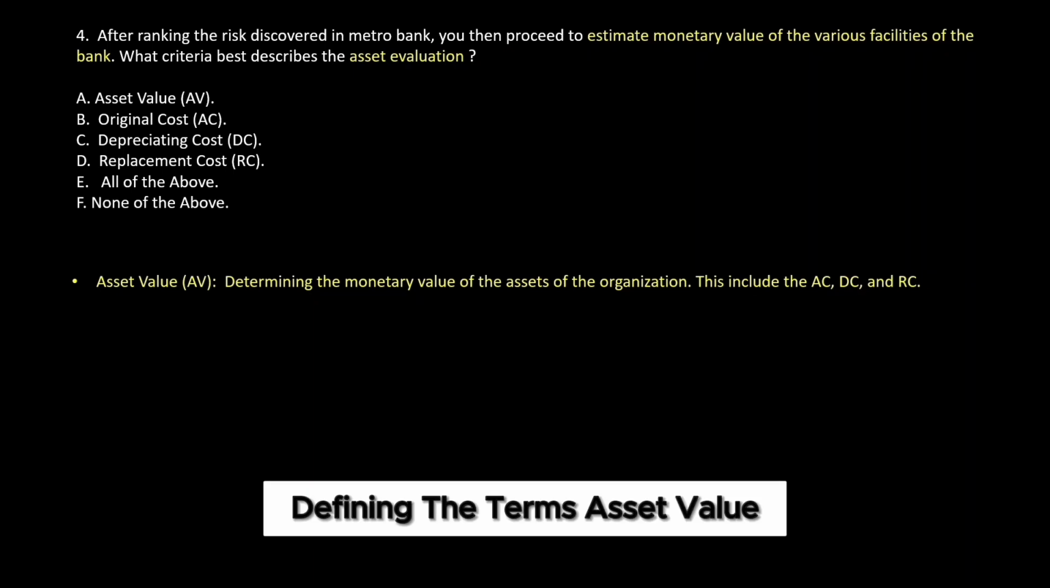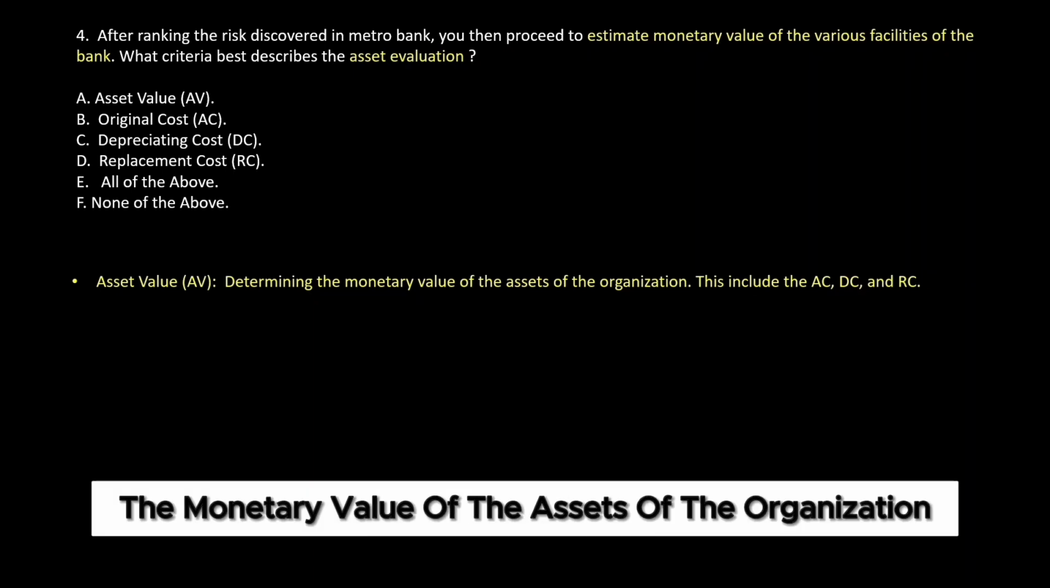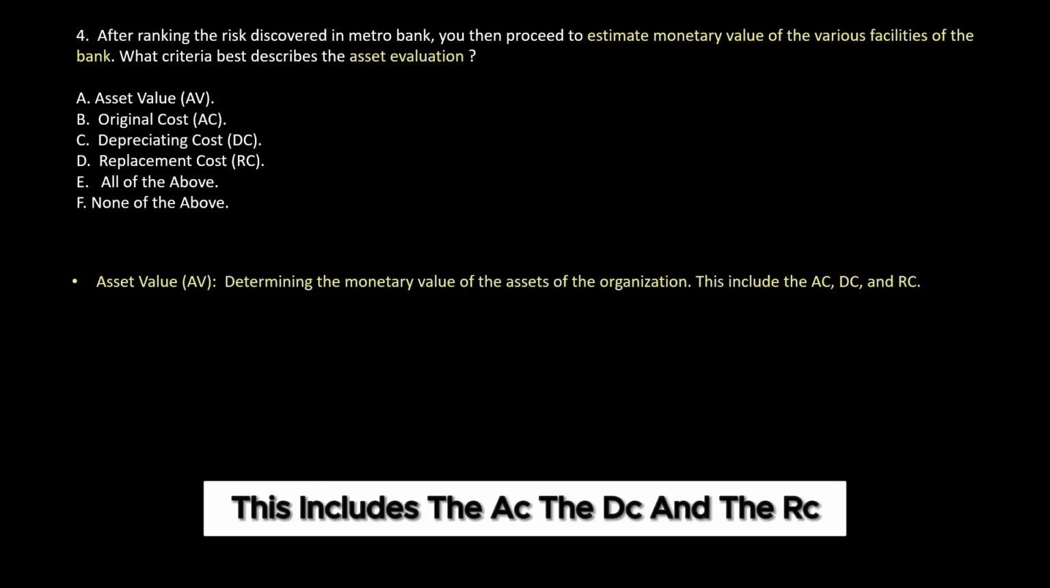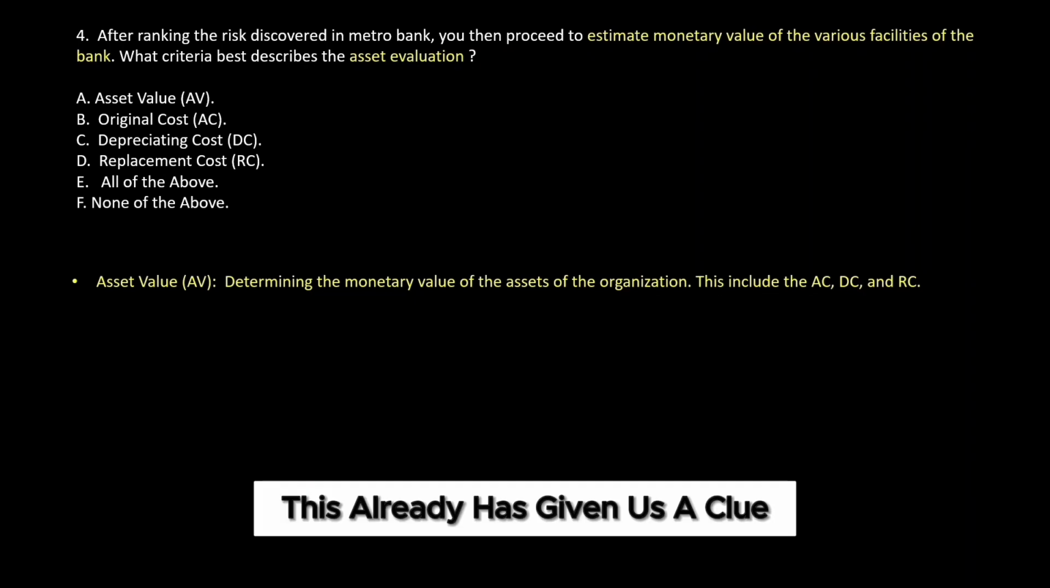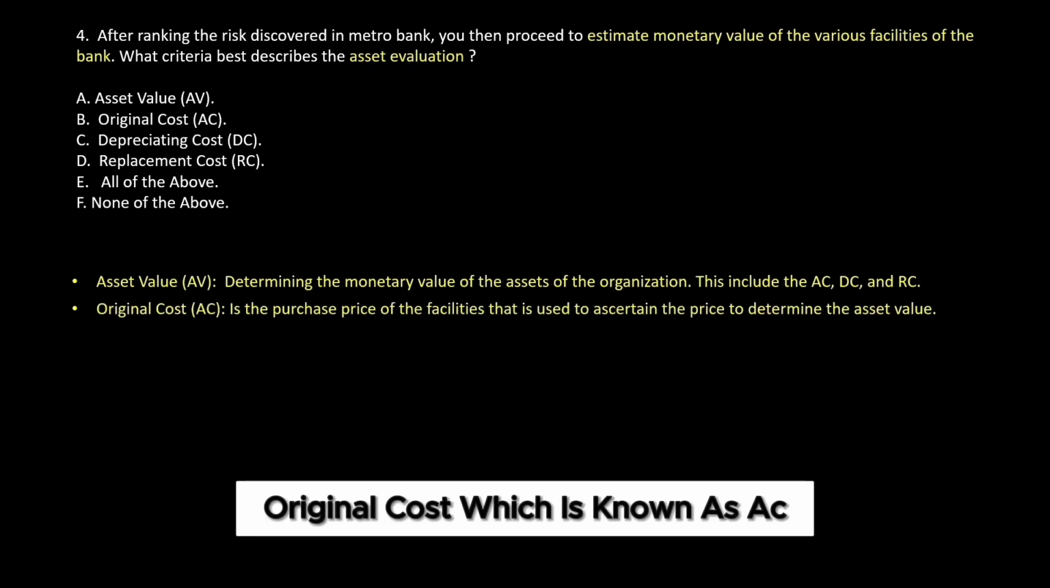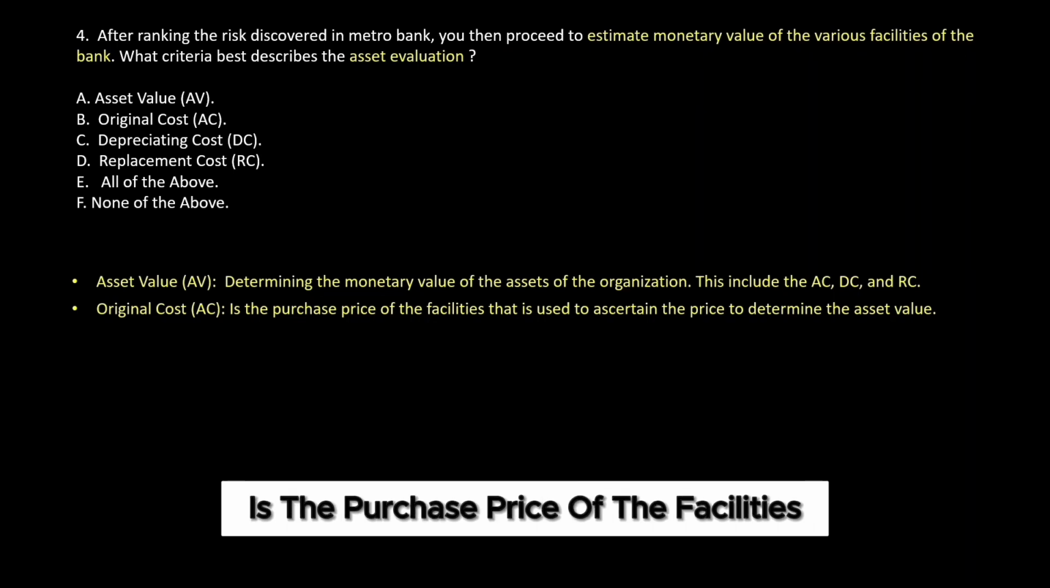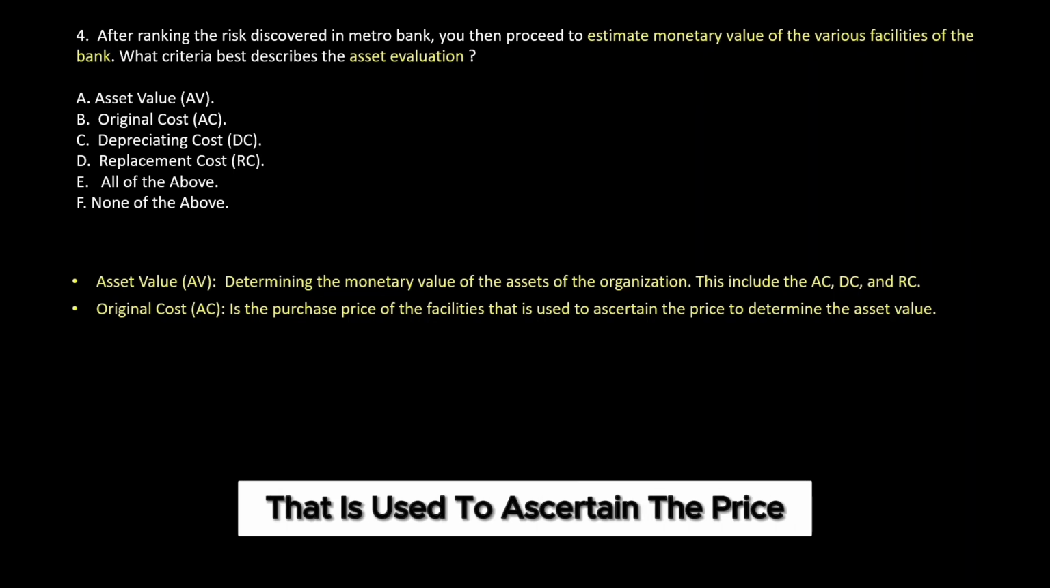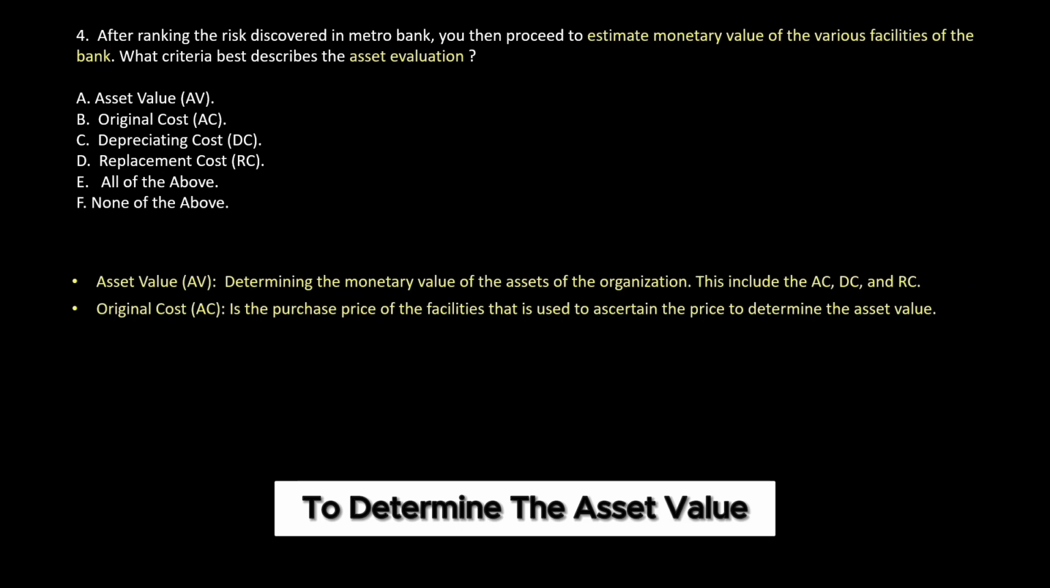Defining the terms, asset value is determining the monetary value of the assets of the organization. This includes the AC, the DC, and the RC. This already has given us a clue of what the answer would be. Original cost, which is known as AC, is the purchase price of the facilities that is used to ascertain the price to determine the asset value.